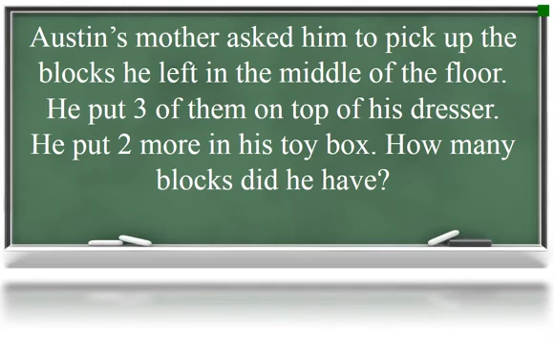This problem requires the student to know that 3 plus 2 equals 5. But even before the student can use his or her knowledge of math facts to find the answer, he must understand how to build an equation that works with this problem. We know that some blocks were placed on the dresser and others were placed in the toy box. We need to know how many he had altogether. So we need to add 3 plus 2, which will be how we find the answer.